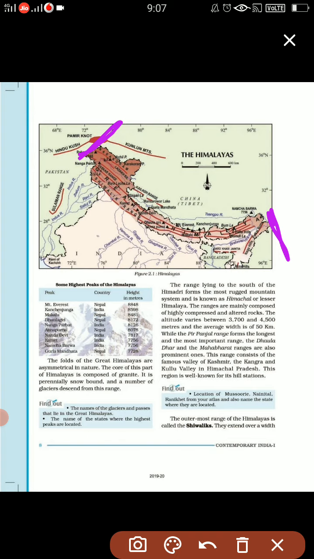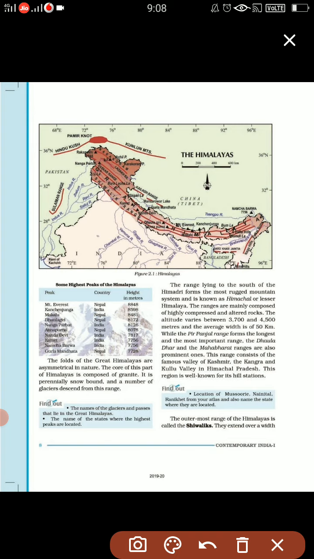And children, the other thing is they stretch from the Indus River to the Brahmaputra River. So you can see the Indus River here, and here you can see the Brahmaputra River. So they are stretching from the Indus River to the Brahmaputra River.